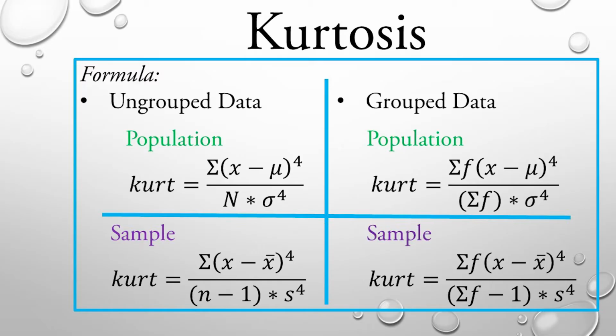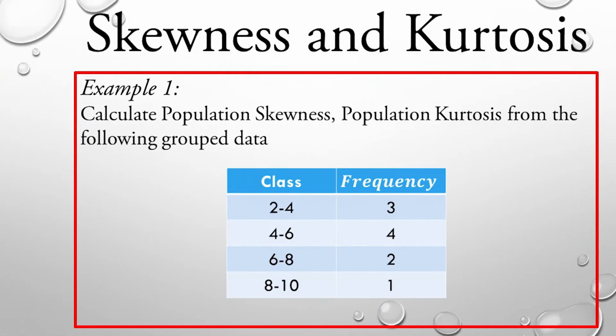Pero ngayon, kung magkamukha tayo ng formula, mas maganda. Kasi ituturo ko yung proseso kung paano ba kuhanin or kung paano gamitin yung mga formula na meron tayo ngayon. Okay? So ngayon, magbigay na tayo ng example para mas madali nating maintindihan yung formula. So example number 1, calculate the population skewness, population kurtosis from the following group data.